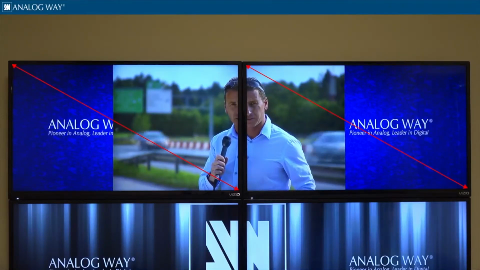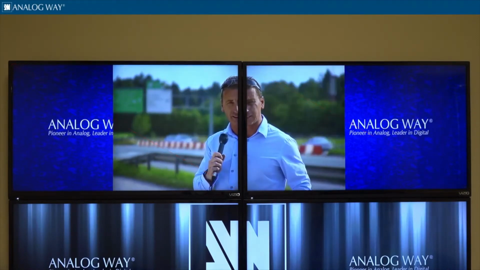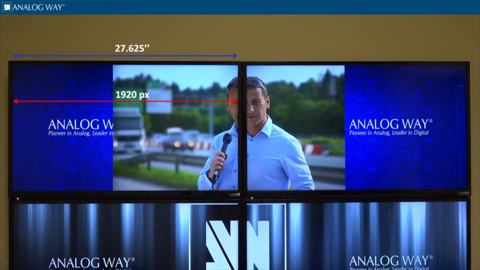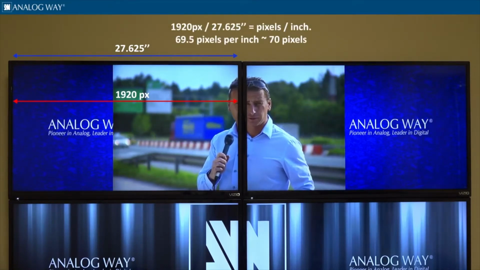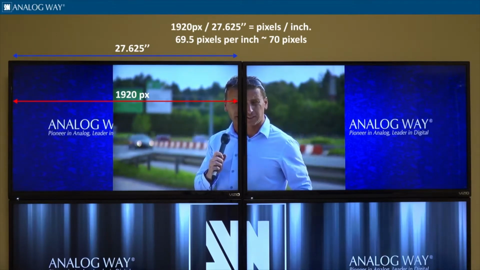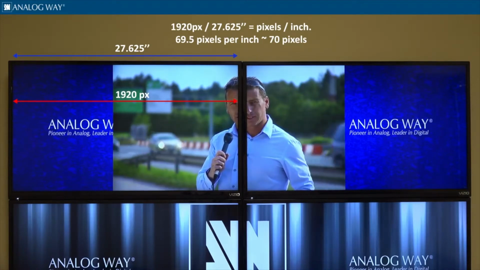To correct the issue caused by the display's bezels, we will need to virtually process that dead space as pixels. Here is a simple example. We have a 2x1 video wall using 32-inch diagonal 1080p displays. First, let's measure the width of the active display, 1920 pixels. Pixel to pixel is 27.625 inches. 1920 pixels divided by 27.625 inches equals 69.5 pixels per inch. Let's go ahead and round it to 70 pixels.